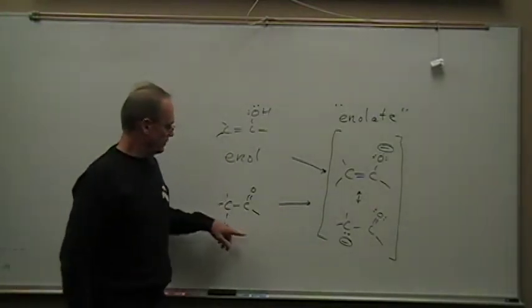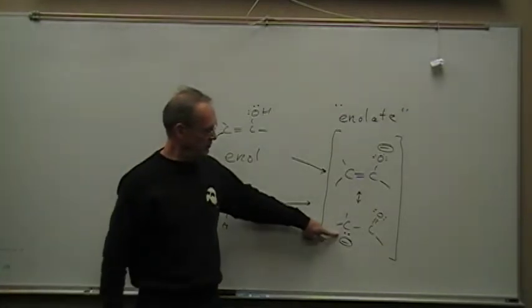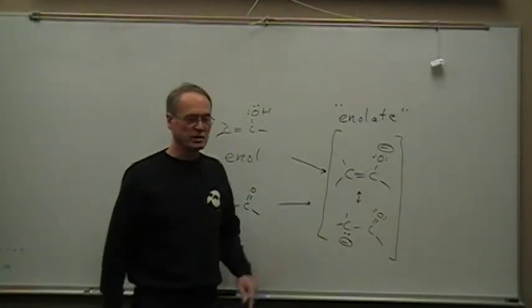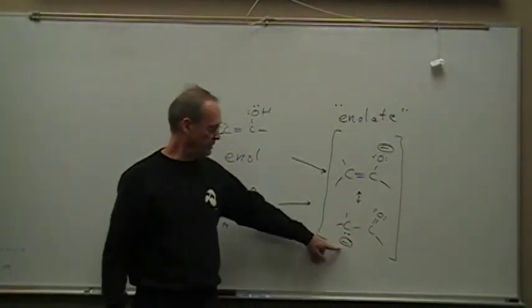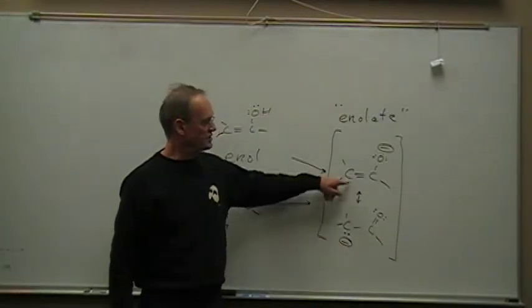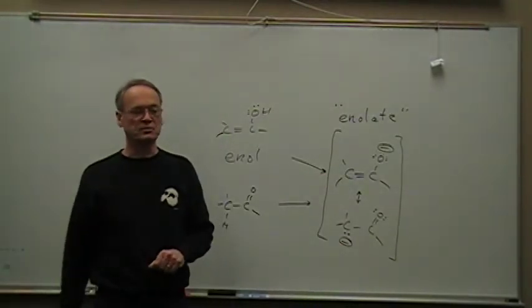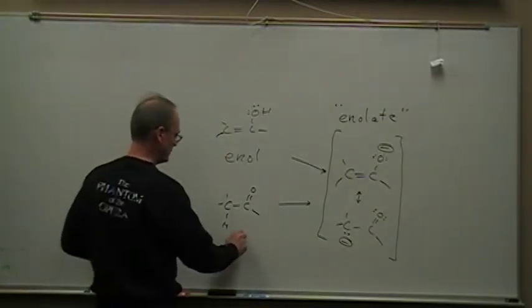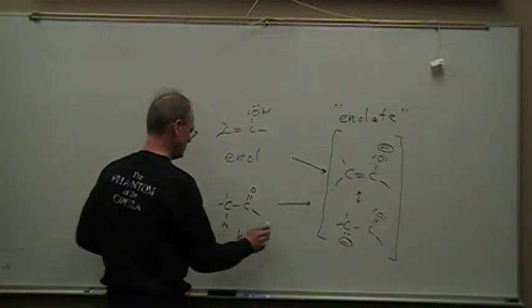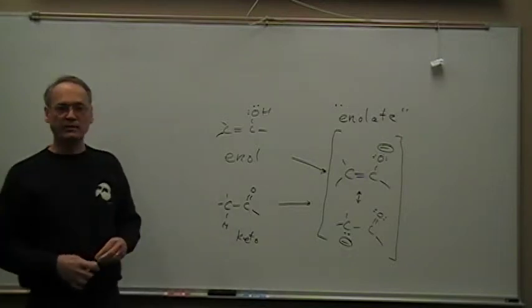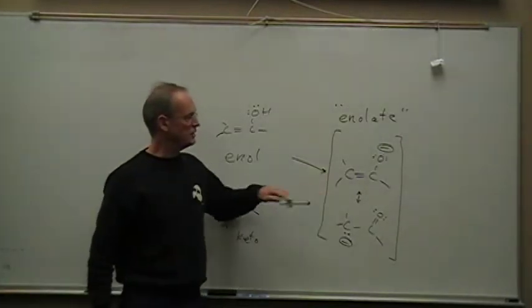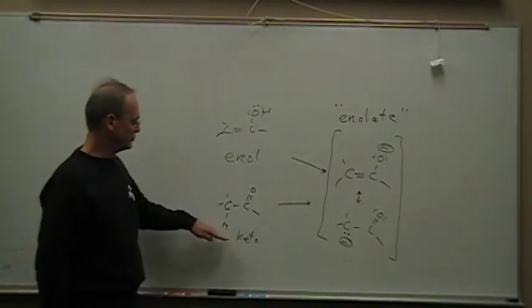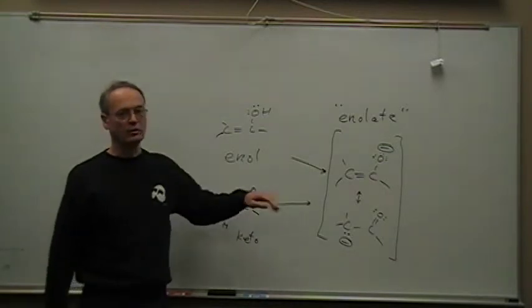Enolates, therefore, are simply carbon next to a C double bond O in which an H plus has been pulled off to form a negative on that carbon, but it has a resonance structure in which the negative charge is on the oxygen. So whether you approach an enolate from the enol point or from the keto point, it's the same enolate because these are simply resonance structures of each other. Even if you approach it from the keto form, it's still called an enolate.